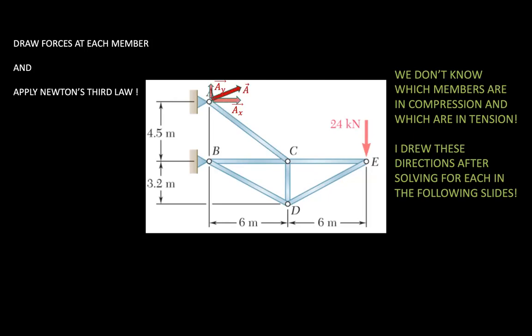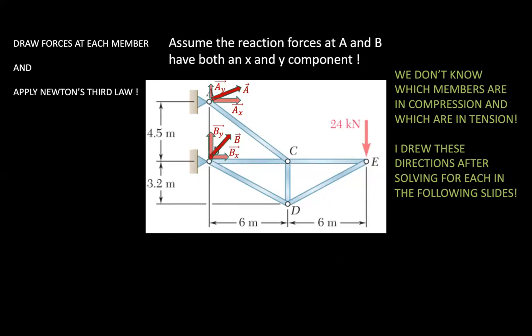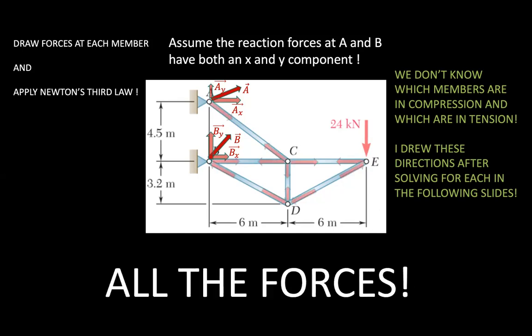Now we also have reaction forces at A and B that we can break up into their X and Y components. Assume the reaction forces at A and B have both an X and Y component. Now we can see all the forces over here, all the forces we need to solve for. Maybe not all of them, because we don't really need to solve for AY and BY, as we will see later.